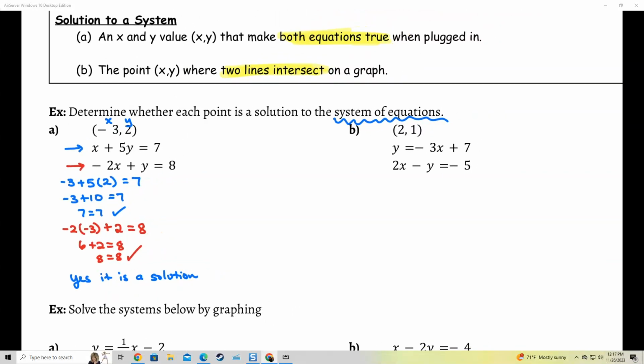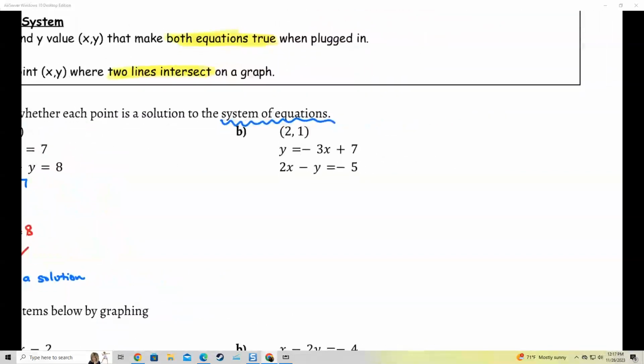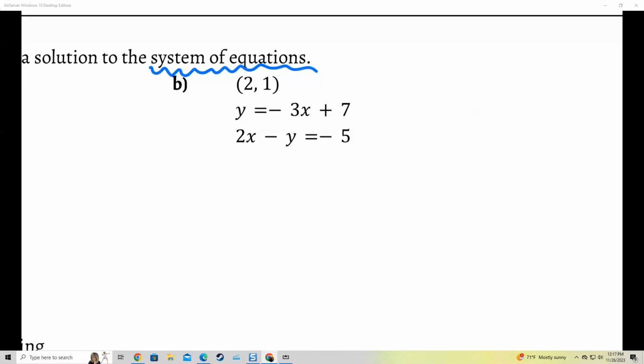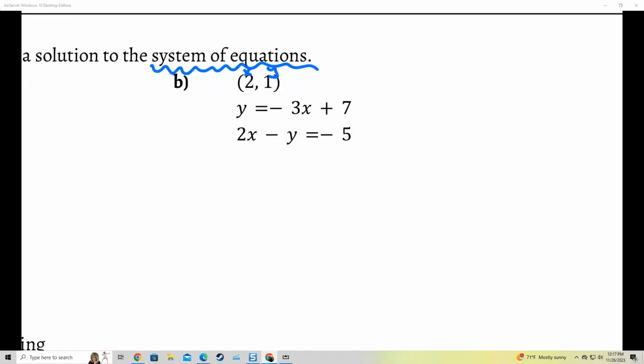Let's jump into the next one. I want to see if (2, 1) is a solution to my system. That means the (2, 1) needs to work for both. As soon as it doesn't work for one, it doesn't matter if it works for the other one. It's got to work for both at the same time. So here's my x and here's my y. I'm going to substitute it in. I'm going to do this one first.